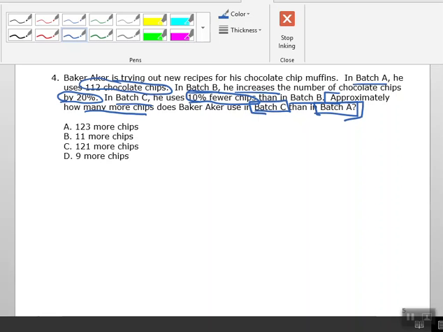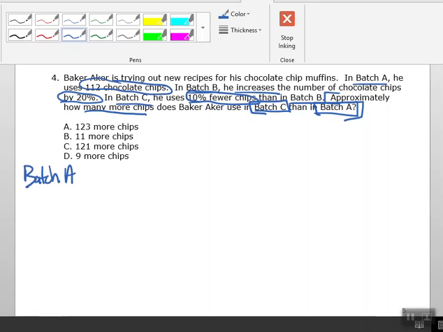But this is a weirdly difficult problem, okay? Not because of the math, but because of the wording. So let's break it down, okay? I need to find how many chips are in batch A, batch B, and batch C. And then I'm going to have to do a subtraction problem.